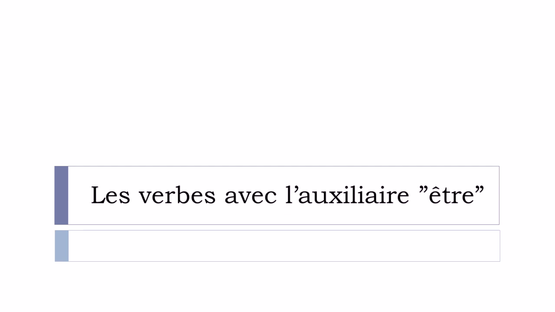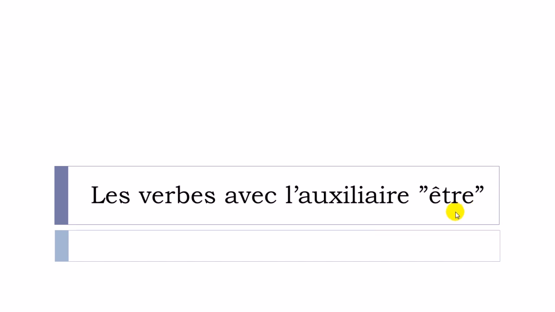...verb avec l'auxiliaire être. So if you remember, in some cases, for what we call composed tenses, you will have to use whether avoir or être. So in most of the cases, you will have to use avoir. But then in some cases, you will have to use this auxiliaire être.